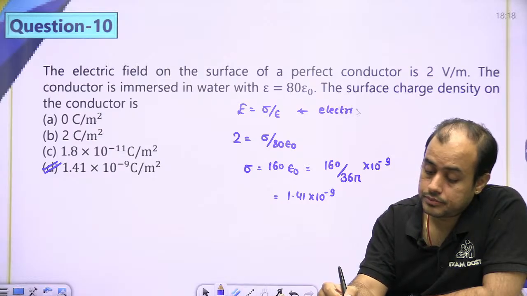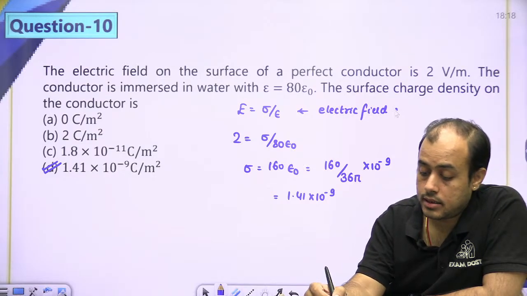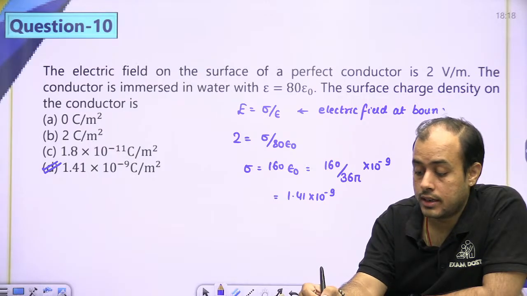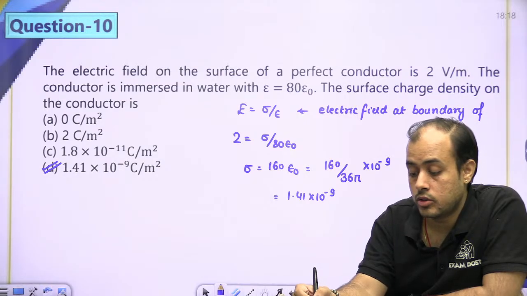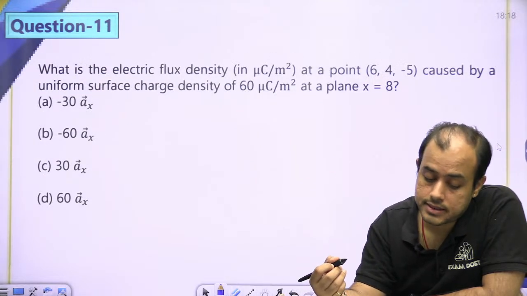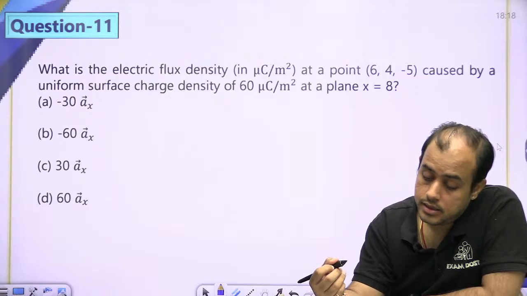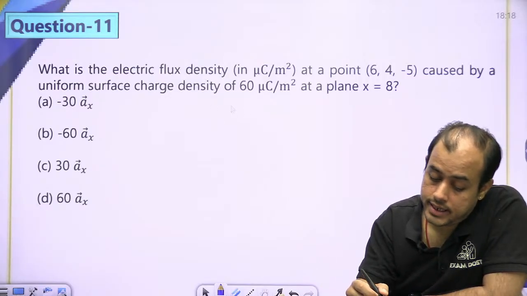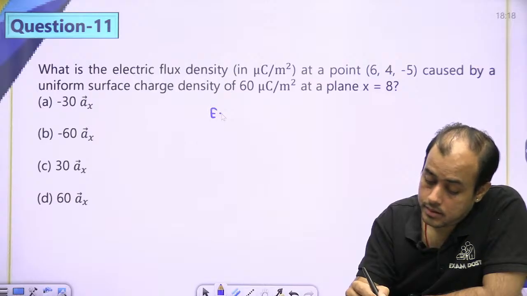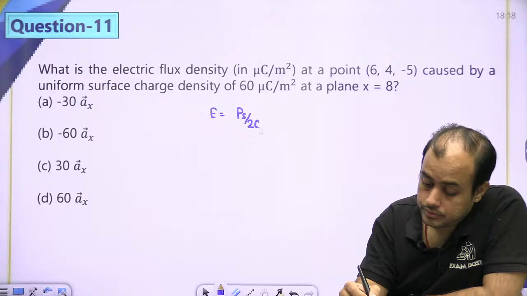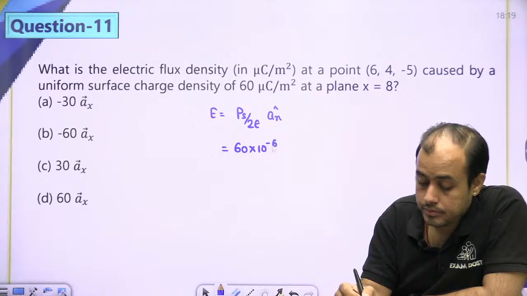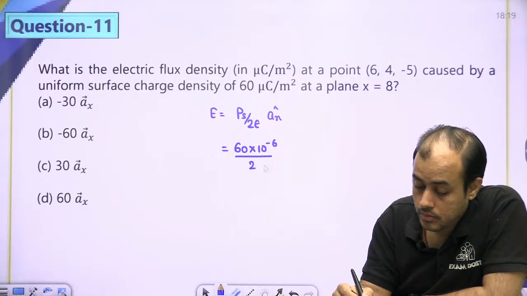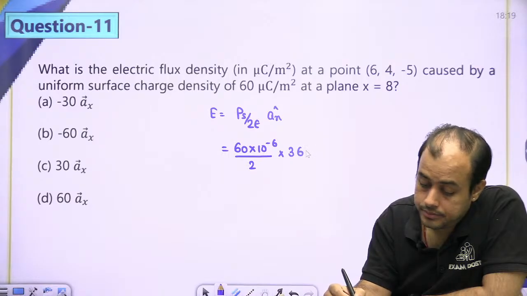Electric field at the boundary of conductor and dielectric, I told you, it is always normal and the value is sigma by epsilon. Sigma is nothing but surface charge density. Uniform surface charge density 60 at x equal to 8. Now 1 by epsilon.